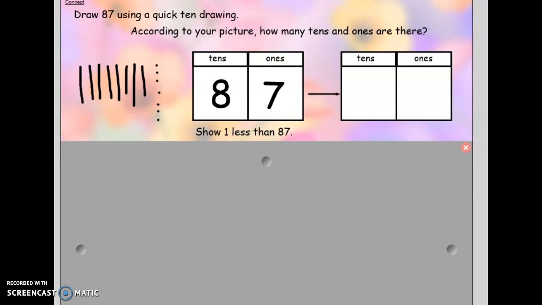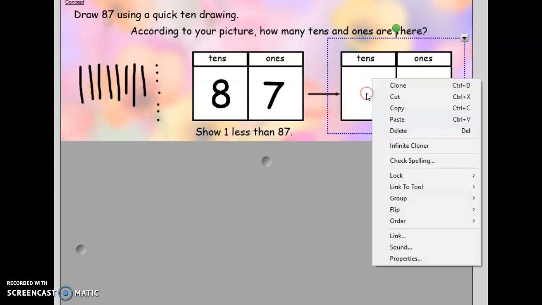All right, guys, so let's go ahead and fill in our graph with how many tens and ones there are. So first, let's count the 10 sticks. 1, 2, 3, 4, 5, 6, 7, 8. Okay, there are 8.